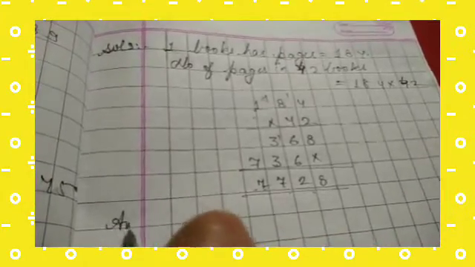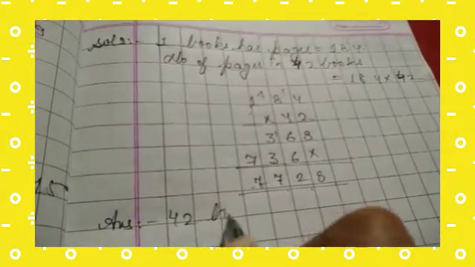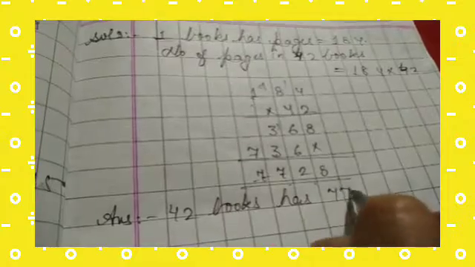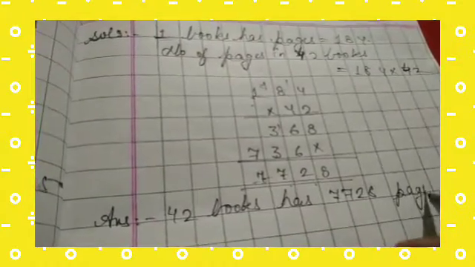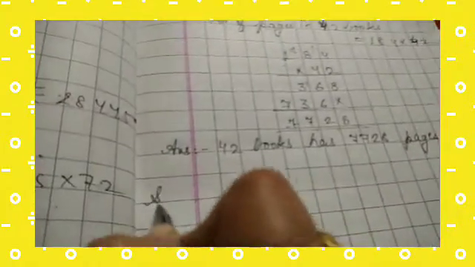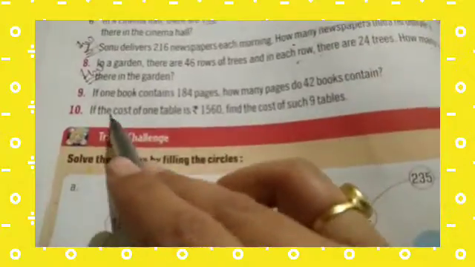So answer, 42 books has 7,728 pages. Okay. So question number 10. Now question number 10 is, if the cost of one table is 15,060, what is the cost of 9 such tables? So children, copy down question number 10.